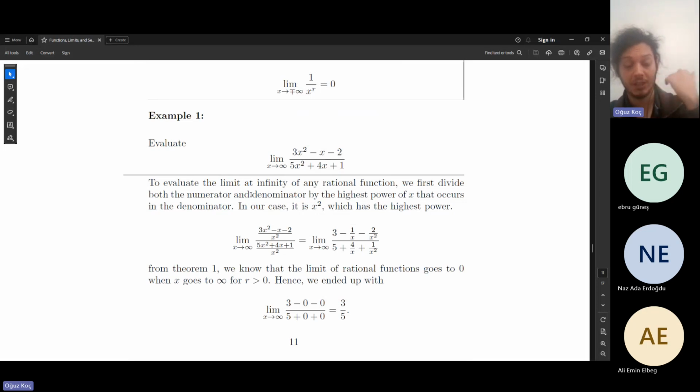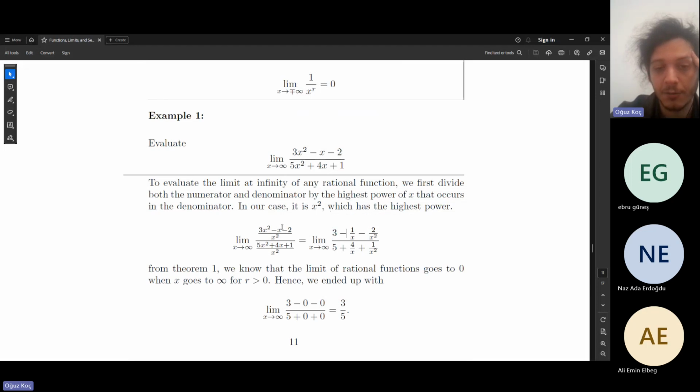In order to evaluate the limit of the function, we need to divide both the numerator and the denominator by the highest power of x that occurs in the denominator. In our case, it is the second power of x, which is the highest power in both. When we divide the denominator and numerator by the second power of x, the second powers of x cancel out each other, and we end up with 3.